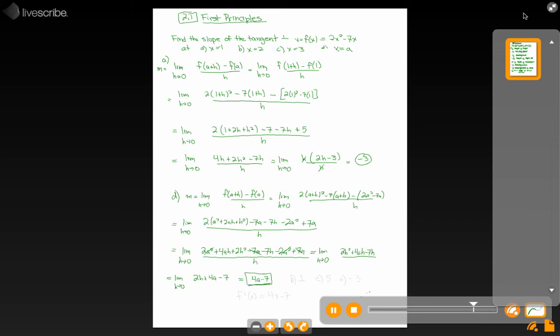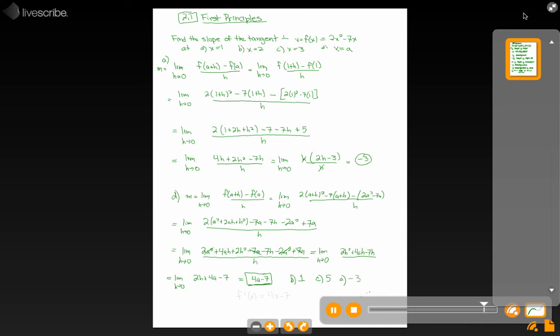That might not seem like a particularly important answer, but if I realize that in question B, if I let the a be 2 here, I would just have 8 minus 7, which is a slope of 1. And for question C, if I let the a be 3, I have 12 minus 7, which is 5. And if I went back and checked question A and put in a equals 1, I'd have 4 minus 7, which is negative 3.